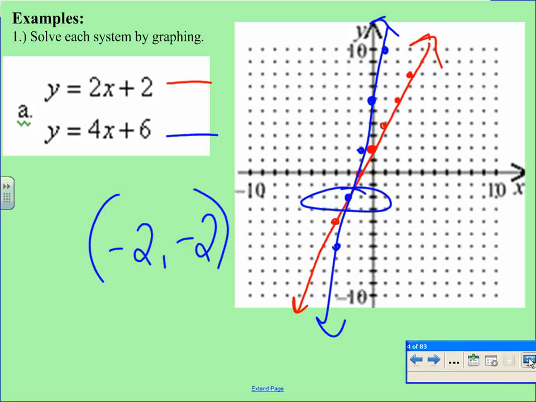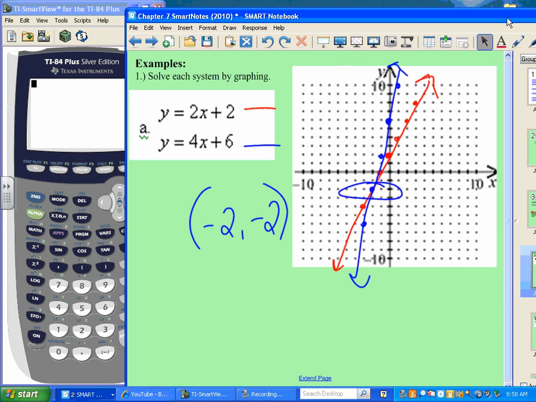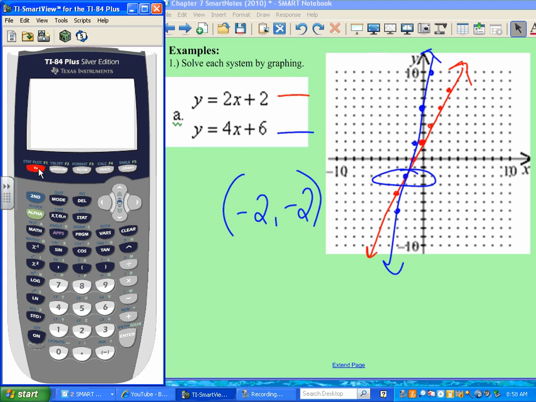Okay, so here's what you're really going to do on your homework. So I want everyone to open up your calculator, clear the home screen, and go to the y equals screen. I wanted to do one by hand just as a review. Go ahead, open up your calculator, clear the home screen, go to the y equals screen, and clear what's there.